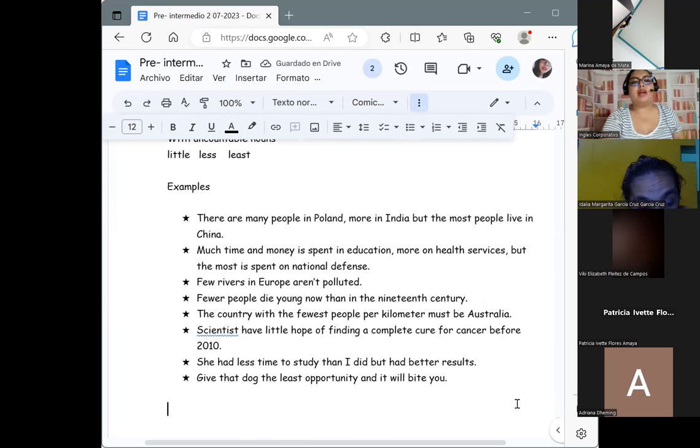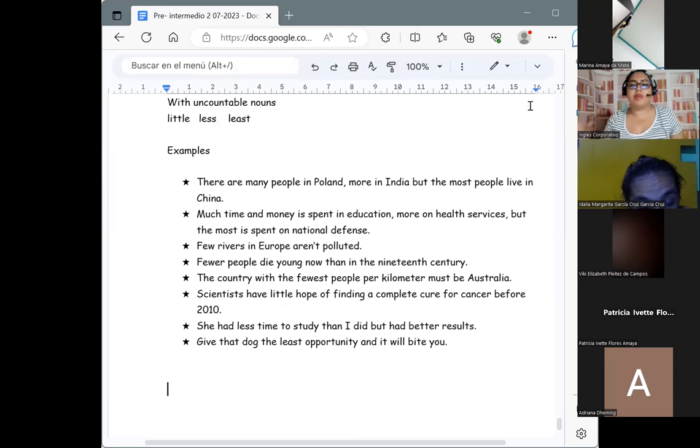Okay, in this case, we have here some examples of the use of this kind of quantifiers depending on the degree. Aquí depende de cómo lo vamos a utilizar. Si va de menos a más o de más a menos. Y ahí tenemos varios ejemplos de cómo podemos incluirlos en una misma oración.